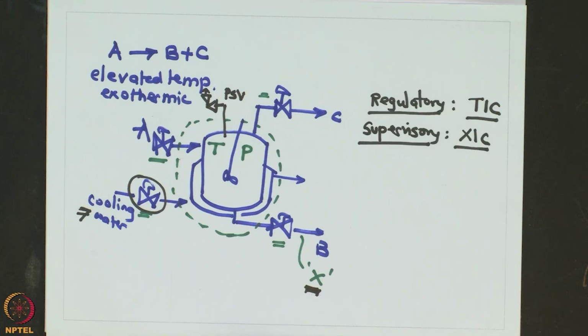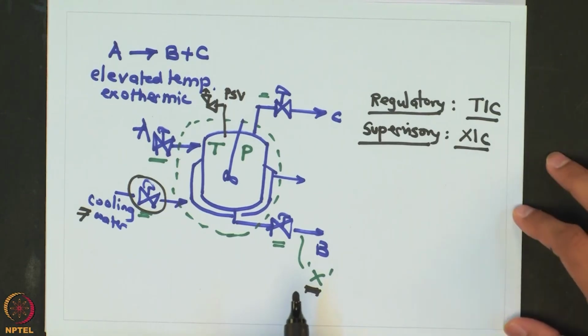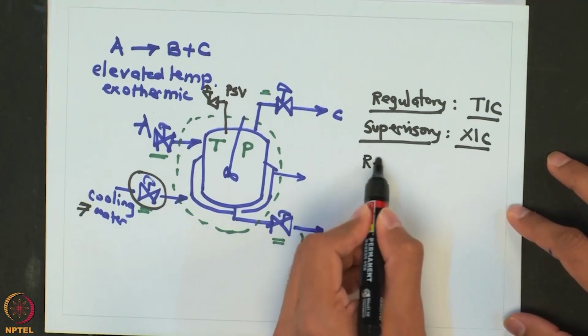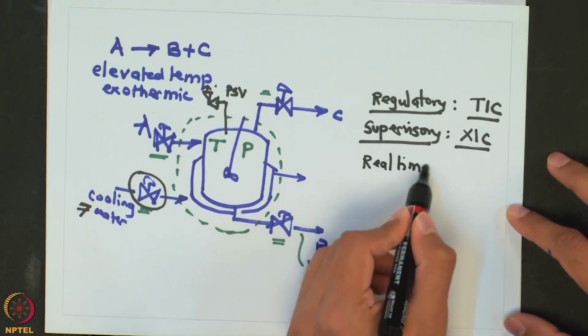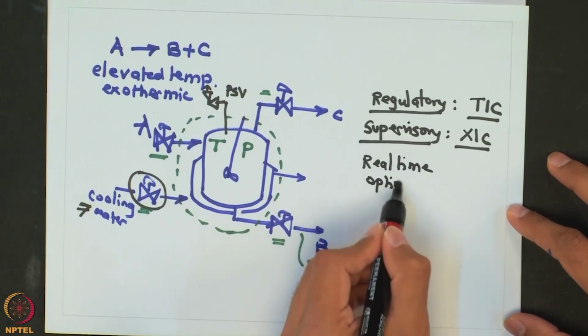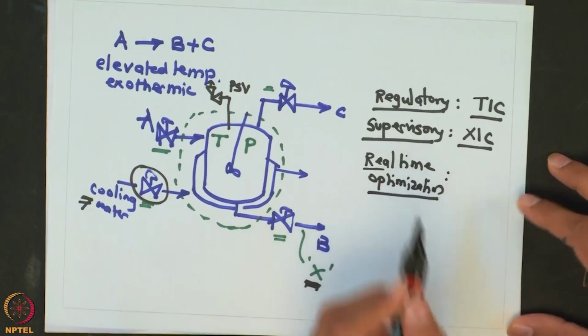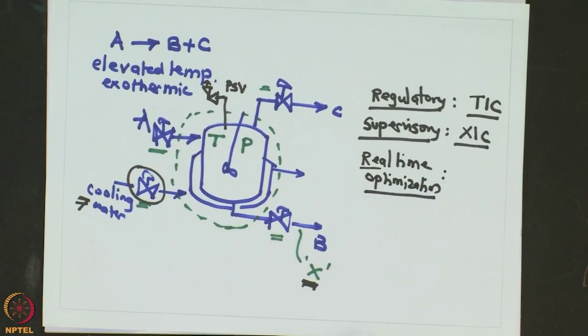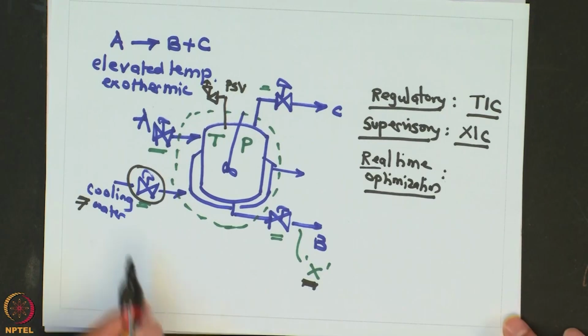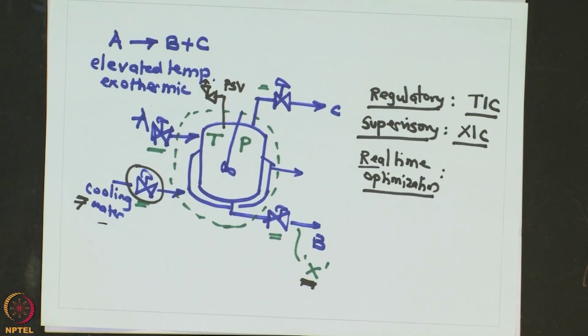And then we go on to the higher level. So, let us say we talk about the real time optimization. It will try to find out what is the best value at which this particular composition should be maintained, so that I minimize the cooling water or I maximize profit.